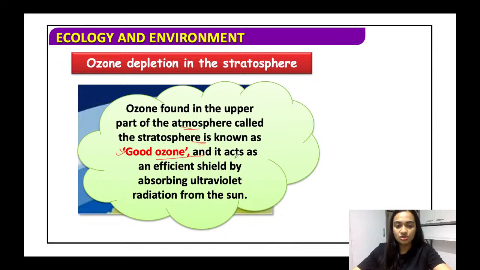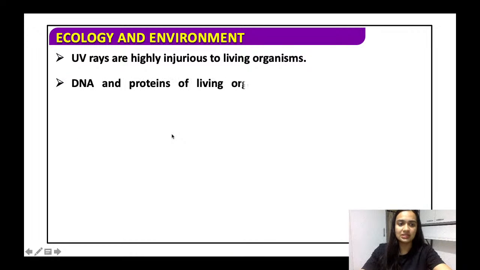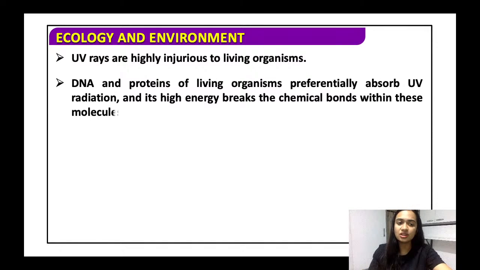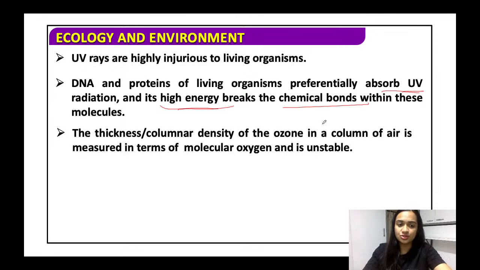Now, why is it good? Because it acts as an efficient shield for absorbing ultraviolet radiation from the sun. Stratosphere good क्यों हुआ? क्योंकि वो UV rays को absorb कर सकती है. So UV rays again are highly injurious to all living organisms. DNA and proteins of living organisms preferentially absorb UV radiation, and its high energy breaks the chemical bonds. So because these UV rays के पास इतनी एनर्जी होती है कि वो हमारे DNA के chemical bonds को disrupt कर सकते हैं. So what it basically leads to is mutation.